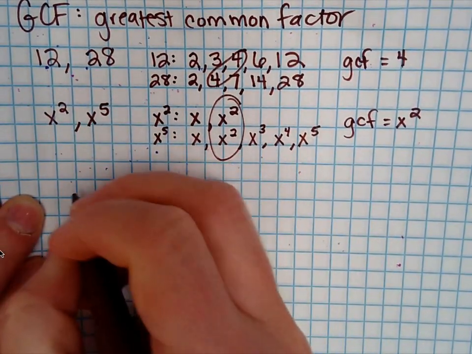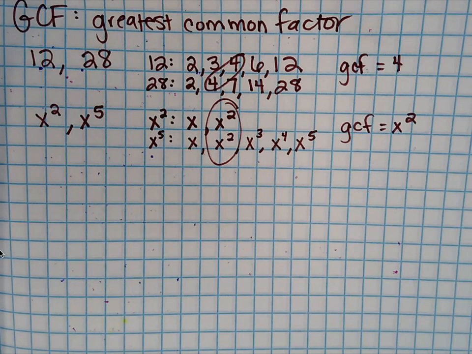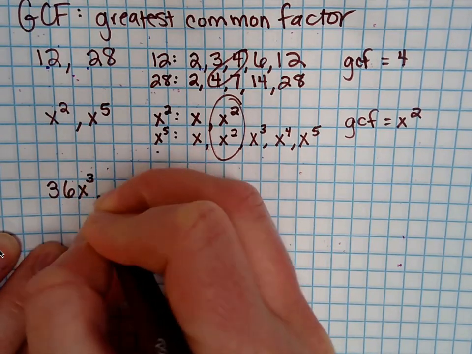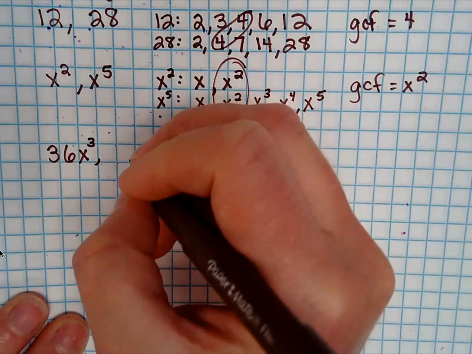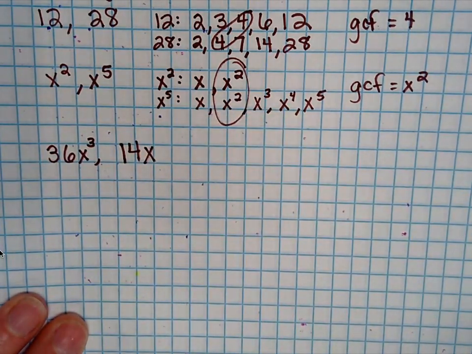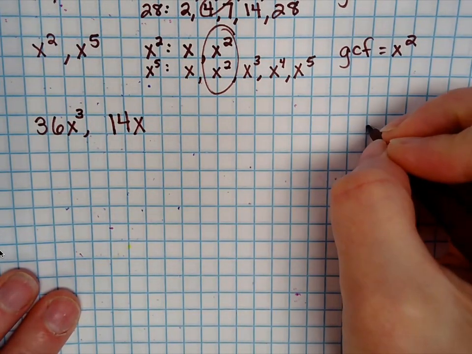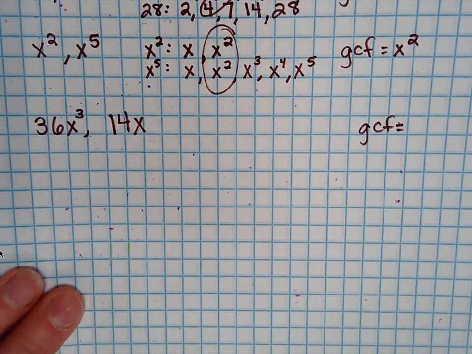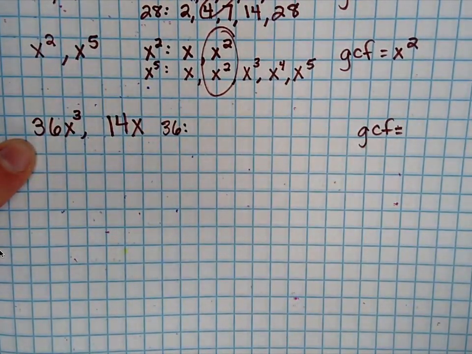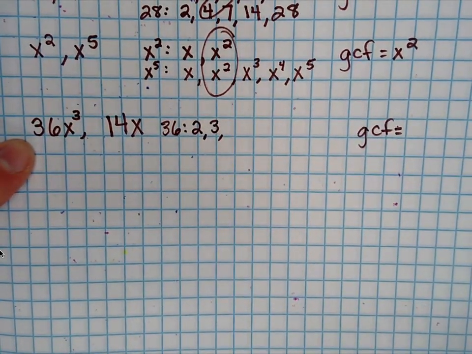We can also do a GCF of, let me come up with a problem, 36x to the third and 14x. So we'll want to do our numbers and our variables separately. So 36, list them all out. 2, 3, 4, we'll divide it evenly.